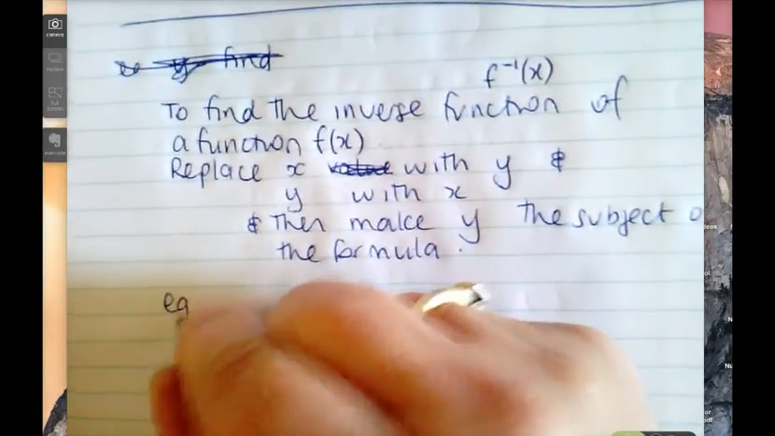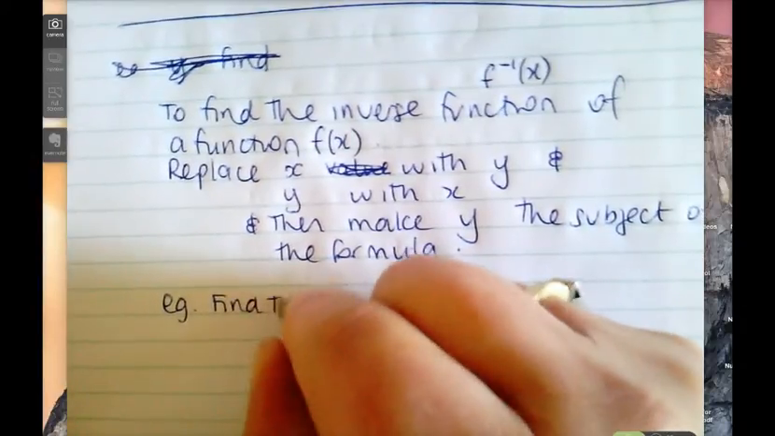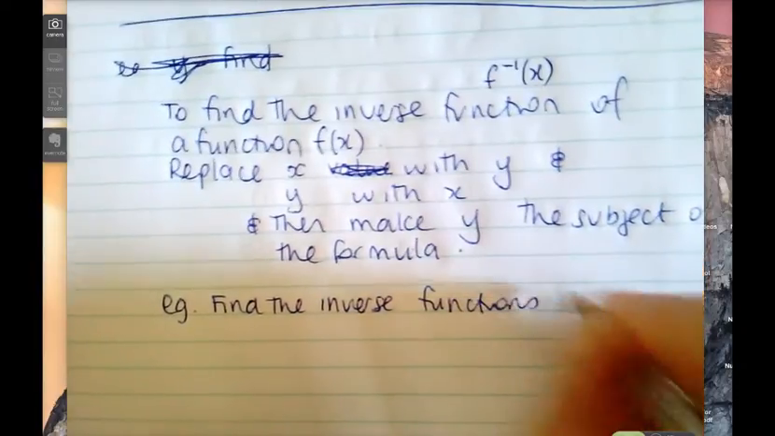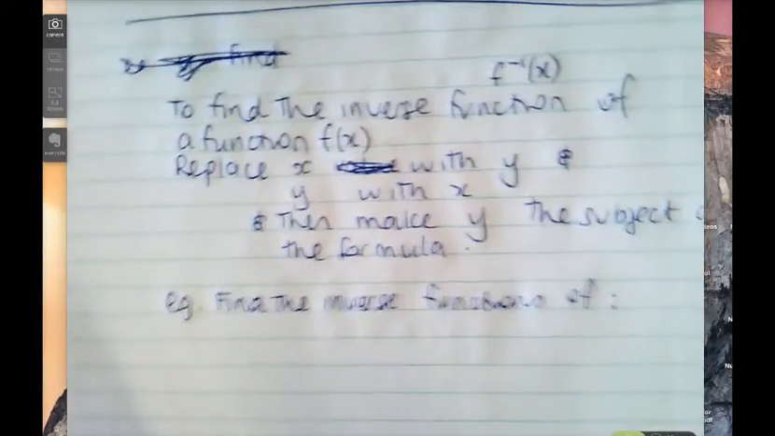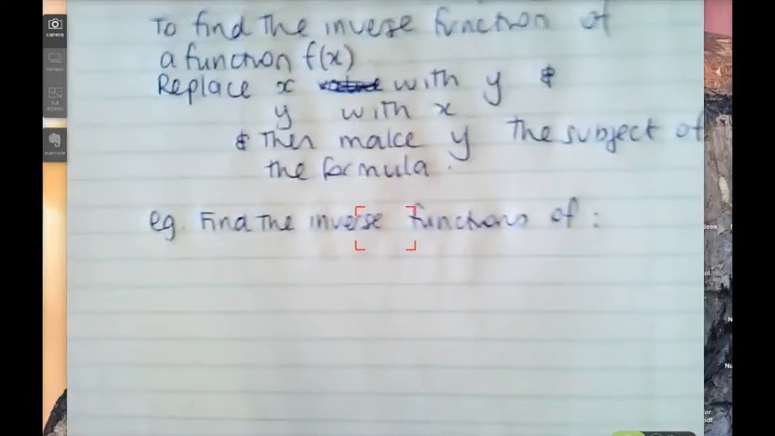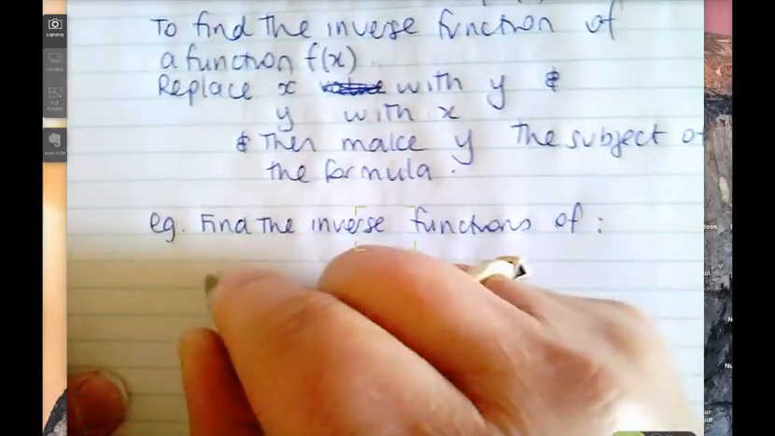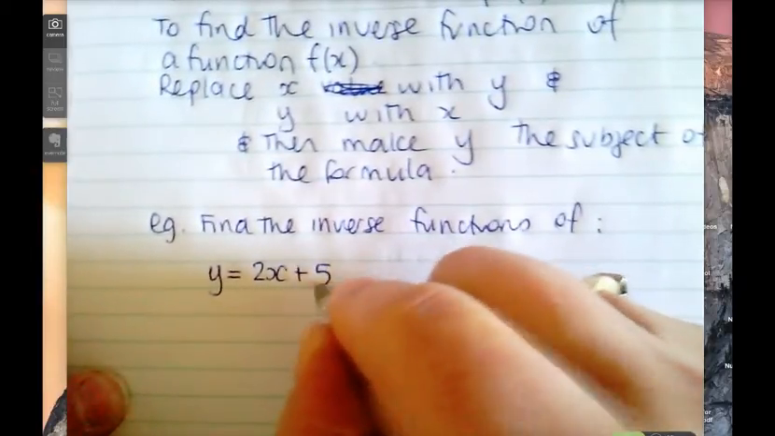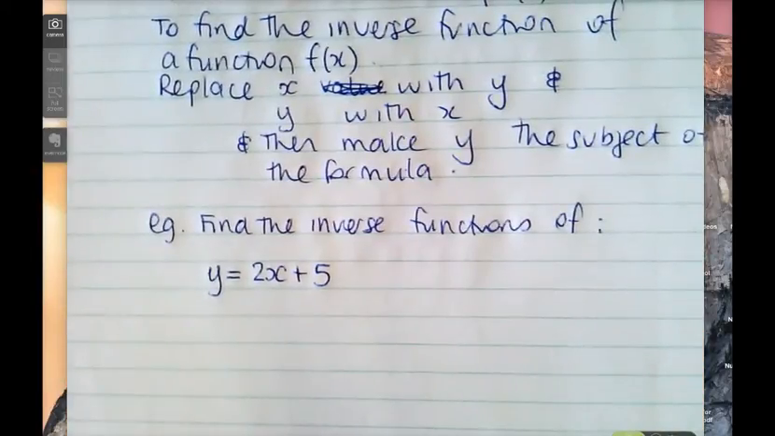So, example, find the inverse functions of the following. Going to do some hard ones now, not too hard. y equals 2x plus 5. I want to see if someone can guess. What you've got to do, you've got to start without rearranging. Don't rearrange yet. But what's the story of the x? What happens to the x here? x, what happened to it? Times 2 plus 5. Undo it backwards.